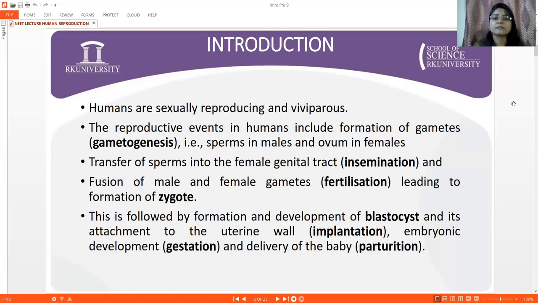After nine months of gestation period, the delivery of the baby takes place, and the process of delivery of the baby is called parturition. So these are the specific scientific terms which are used in order to describe the human reproductive system, or you can say the various stages in the human body.